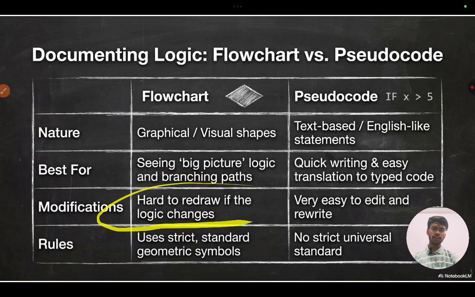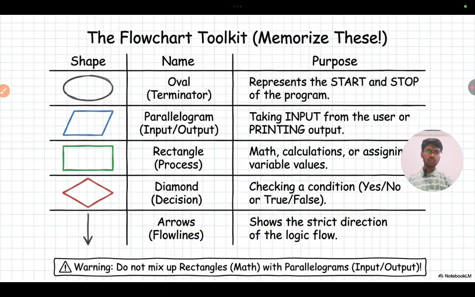Modification, you have to redraw it again: the branching, logic changes, shape changes you have to do. But pseudocode, you just have to edit and rewrite the same thing, just like code, line by line. And flowchart has strict standard geometric symbols which are fixed, whereas pseudocode has no strict universal standard. So we'll be discussing in this chapter the uses of all these steps.